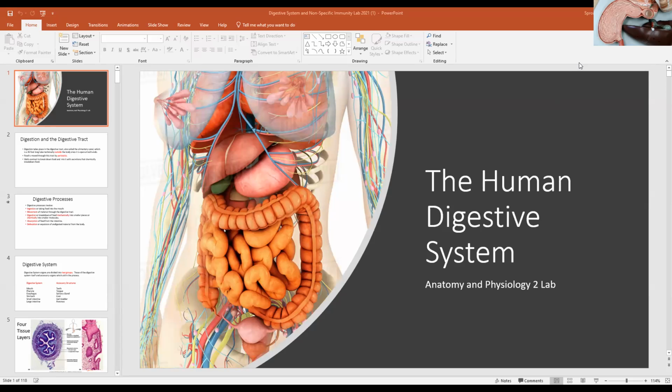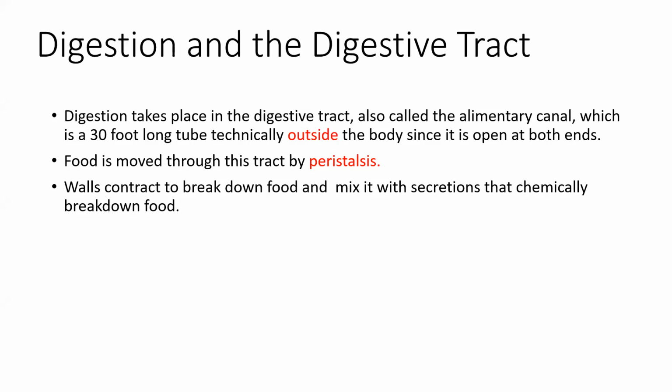Okay, so the human digestive system, our digestive tract, or the alimentary tract, or the alimentary canal, or the food tube, if you will, is a tube-shaped structure about 30 feet long. It starts at the mouth and ends at the anus. It is open to the outside of the body, technically, because we have the opening at the mouth and the opening at the anus.